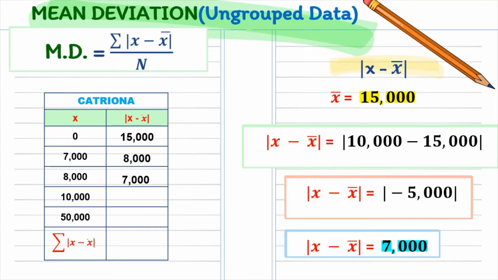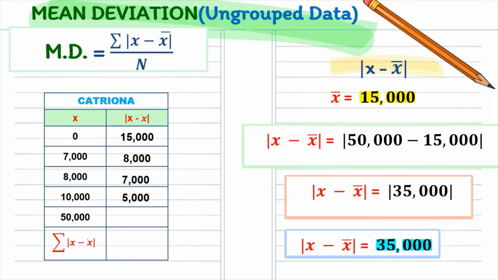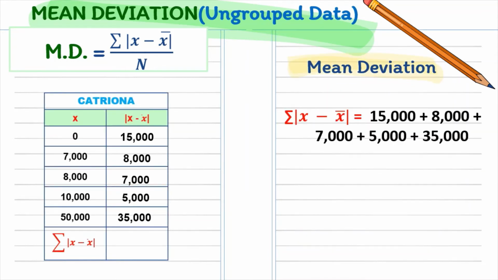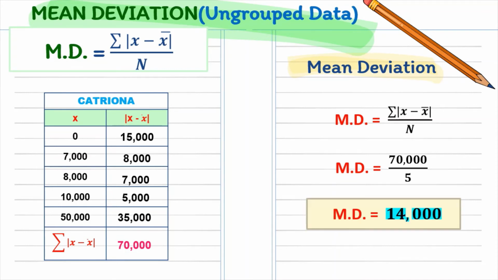And then 10,000 minus 15,000, that's negative 5,000 to 5,000. And then 50,000 minus 15,000, 35,000. Okay, then the total is 15,000 plus 8,000 plus 7,000 plus 5,000 plus 35,000 equivalent is 70,000. So 70,000 divided by 5, that will be 14,000. So ang mean deviation ni Catriona ay 14,000.